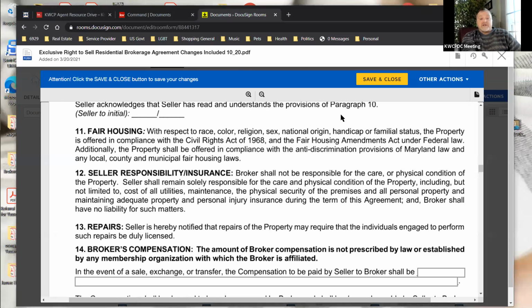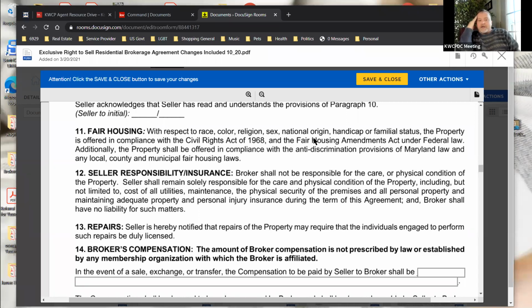All right, seller responsibility for insurance. Broker shall not be responsible for the care or physical condition of the property. The seller shall remain solely responsible for the care and physical condition of the property, including but not limited to the cost of all utilities, maintenance, and the physical security of the premises and all personal property, and maintaining adequate property and personal injury insurance during the term of this agreement. And brokers shall have no liability for such matters.